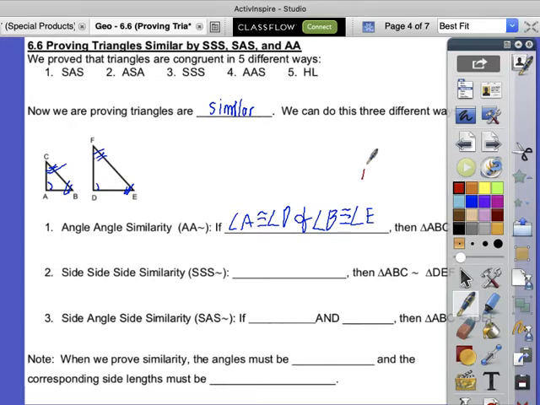So for this, you can use any 2 angles, any 2 pairs of angles. We didn't have to choose this pair and this pair. We could have chosen angle A and D and angle C and F, for example. As long as you have 2 pairs of corresponding congruent angles, that's what we care about. It doesn't have to be the bottom two or something like that.